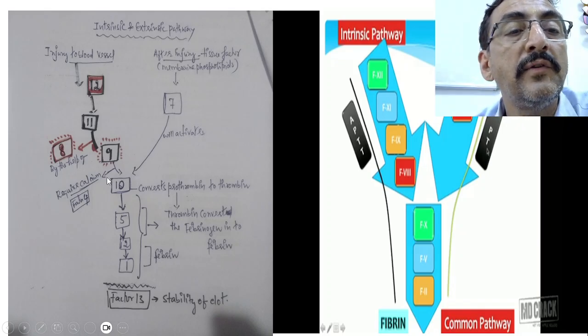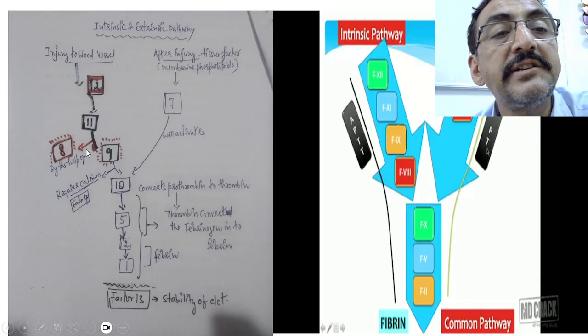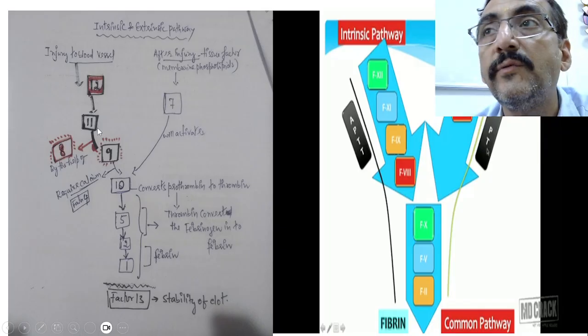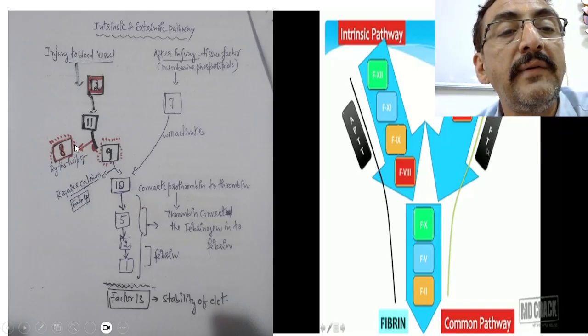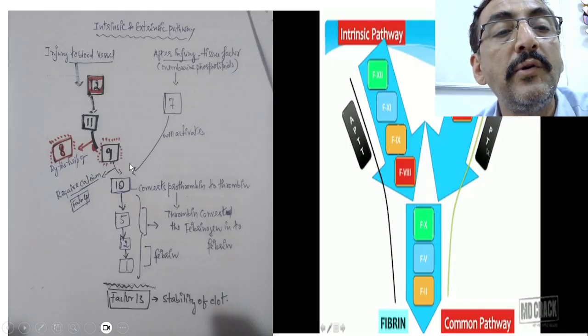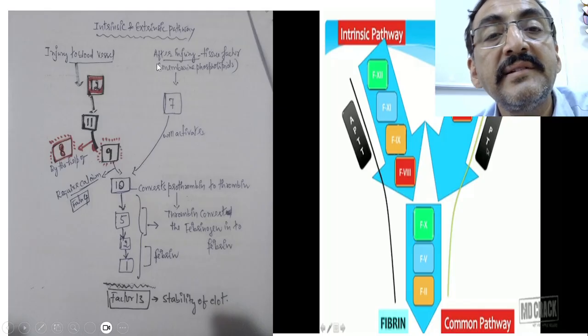Similarly, factor number 8 has a stabilizing factor, which is called von Willebrand's factor. Deficiency of factor number 12, 11, 8, and 9 will cause different types of hemophilias. This is the intrinsic pathway, and this is the extrinsic pathway.